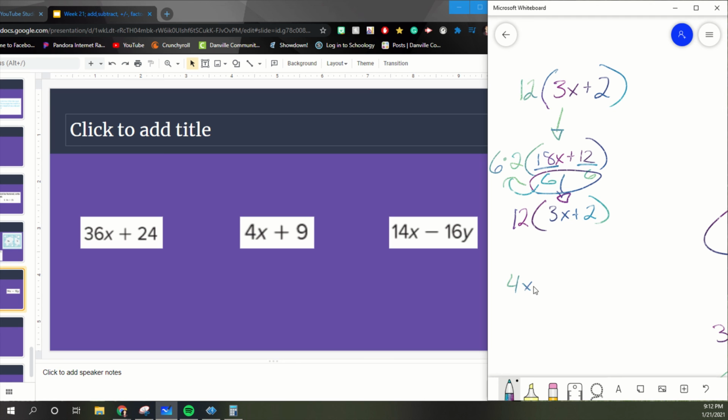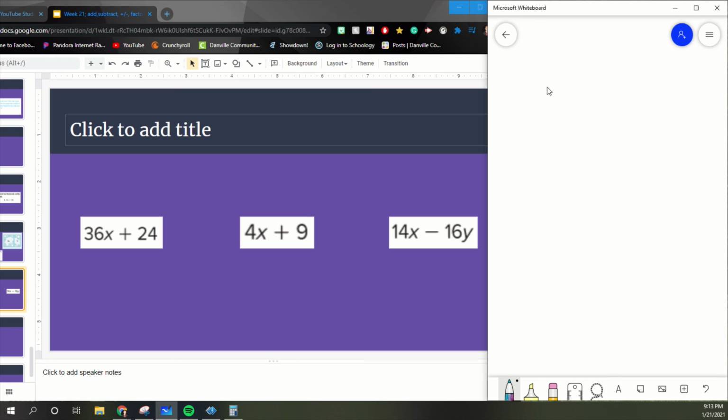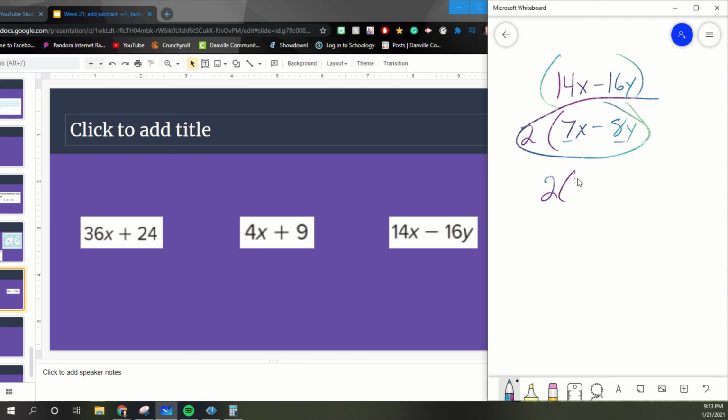When we have a 4x plus 9, well, 4 and 9 don't share any factors, so this cannot be factored. And let's take a look at that last one, where you have 14x minus 16y. Let's go ahead and start by taking out a 2 here. So if I take out a 2, I'll have 7x minus 8y. And I see that 7 and 8 don't have any common factors, so I'm done. 2 times 7x minus 8y is my answer.